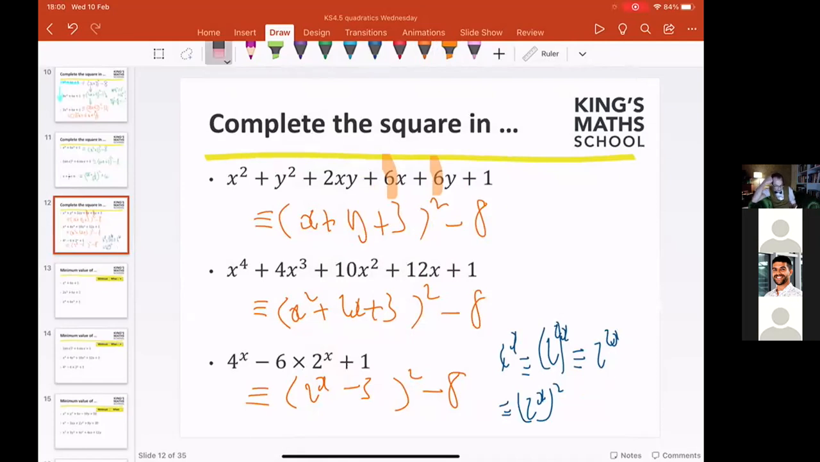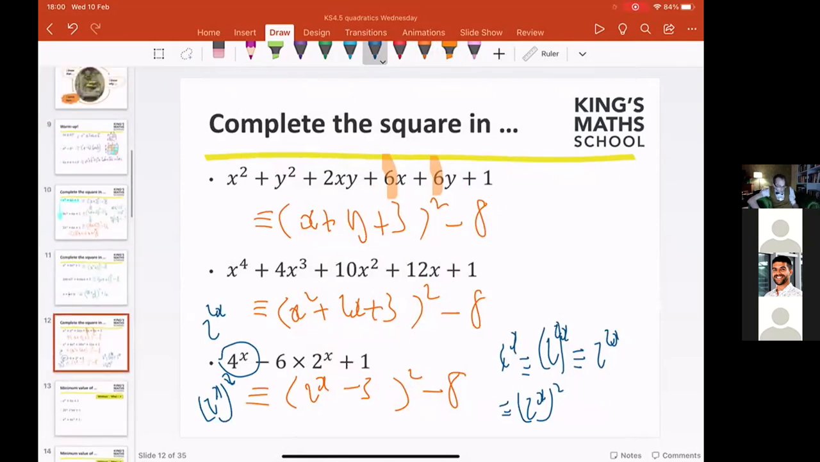So I put that in so that they have to think quite carefully about how can I complete the square? It's not even a quadratic. Oh, it is a quadratic, because it's 2 to the x squared. So it's a quadratic in 2 to the x. That's why I put that one in, because I want to rehearse that algebra, that 4 to the x is the same as 2 to the x all squared.